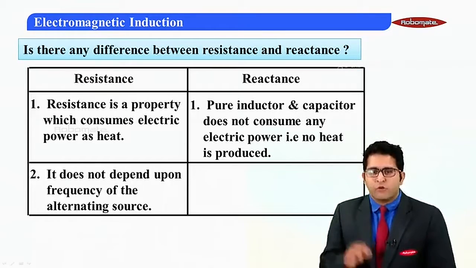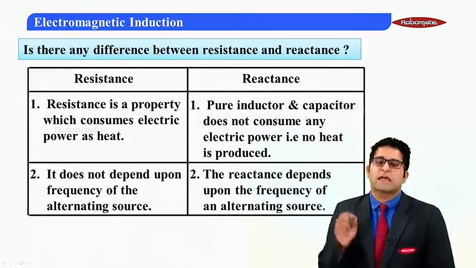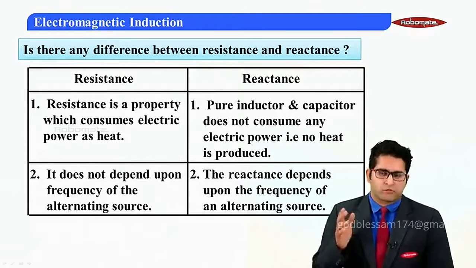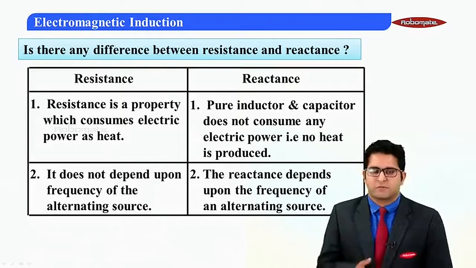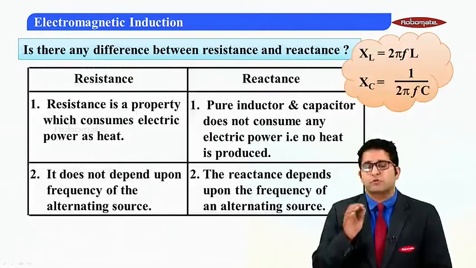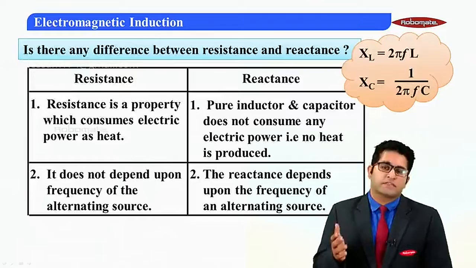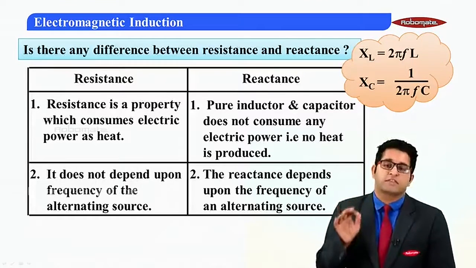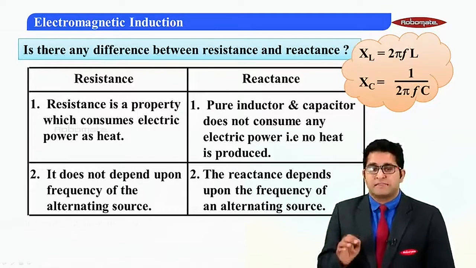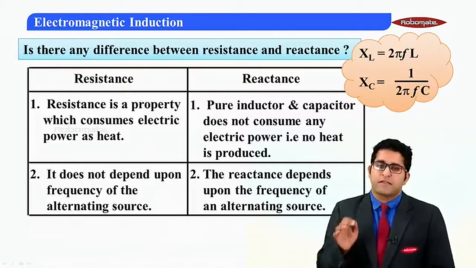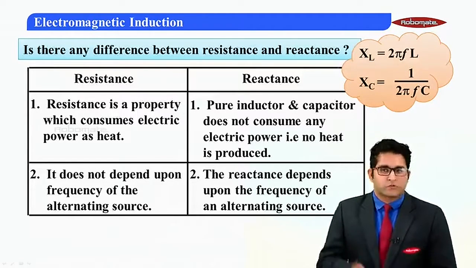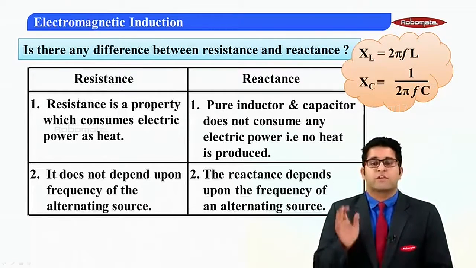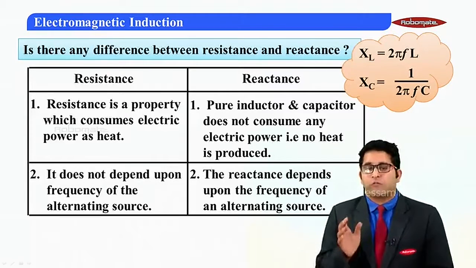Whereas the value of reactance due to an inductor and capacitor depends upon the frequency, because we know the formulas. What is the formula for XL? It is 2 pi FL. And what is the formula for XC? It is 1 upon 2 pi FC. From these formulas we can say XL and XC, that is reactance, depend upon the frequency. So students, in this module we have learned the frequency dependence of reactance.